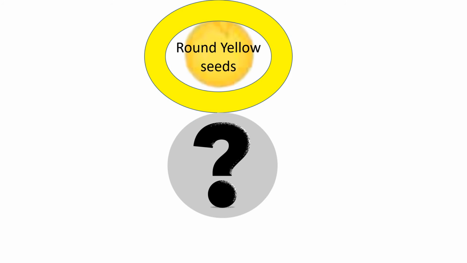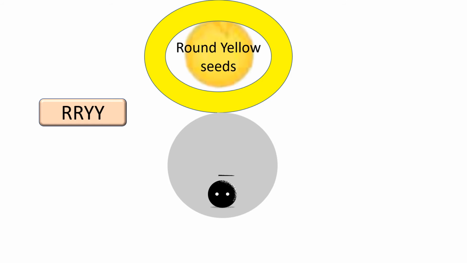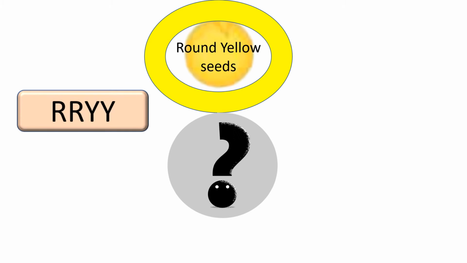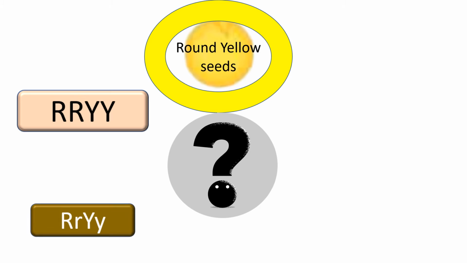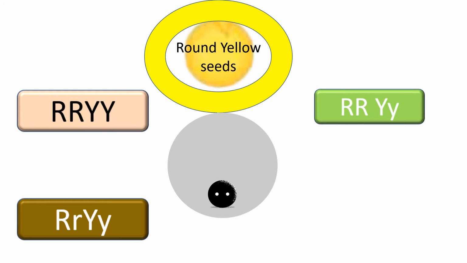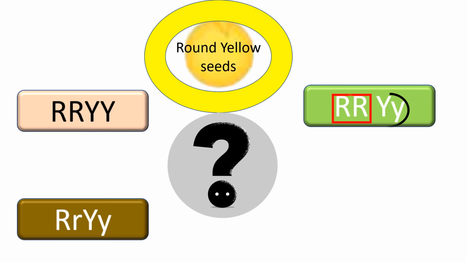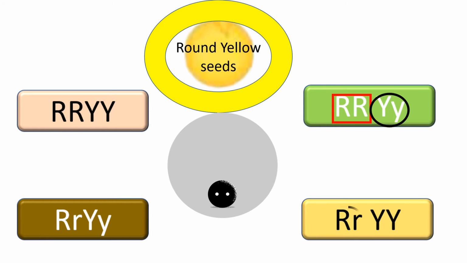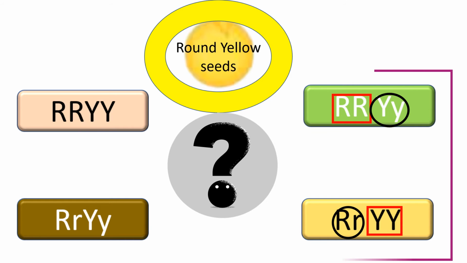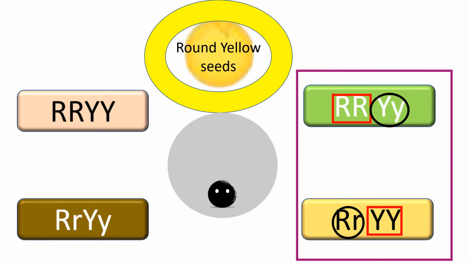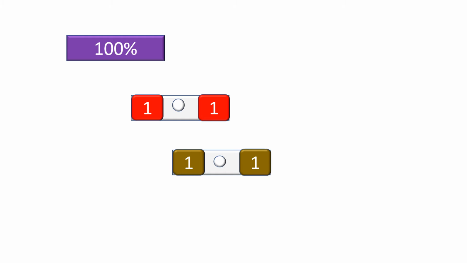There are 4 possible genotypes for round yellow-seeded plants. 1. Both the genes may be homozygous dominant. 2. Both the genes may be heterozygous. 3. Gene for the shape of the seeds is homozygous dominant, while the gene for the seed color is heterozygous. 4. Gene for the shape of the seeds is heterozygous, while the gene for the seed color is homozygous dominant. One gene is homozygous dominant, while the other gene is heterozygous. Let's observe the results that Mendel got for each of these genotypes, one by one.